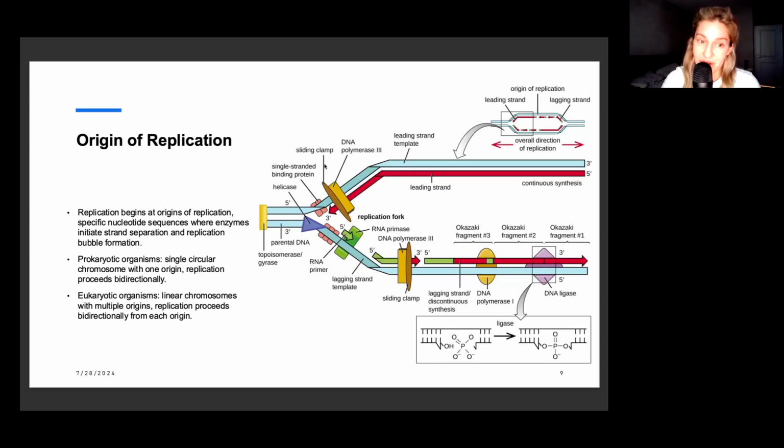So, prokaryotic organisms with a single circular chromosome have just one origin of replication, but it proceeds bidirectionally. On the other hand, eukaryotic organisms, which have linear chromosomes, have multiple origins of replication, and it also proceeds bidirectionally.